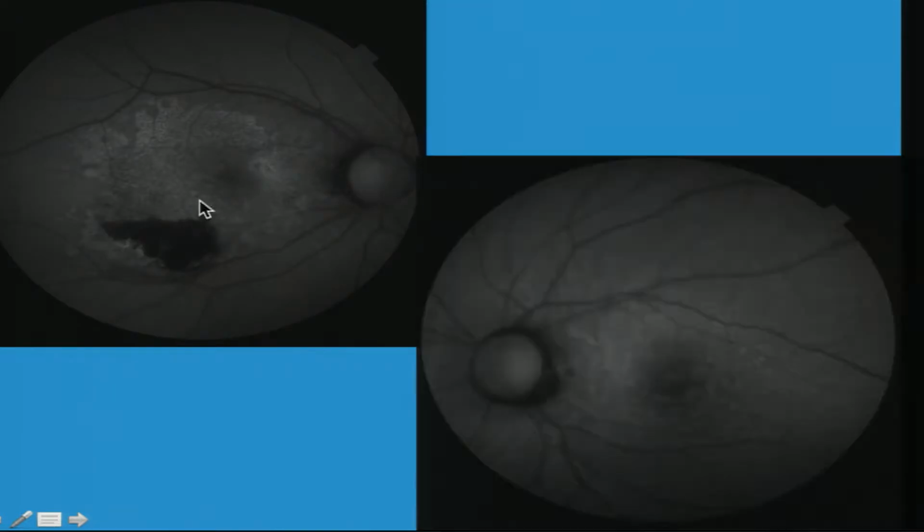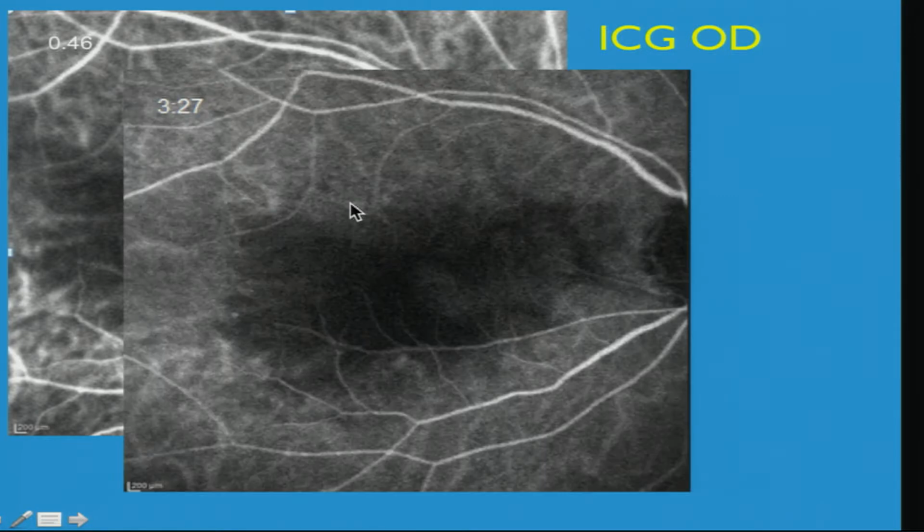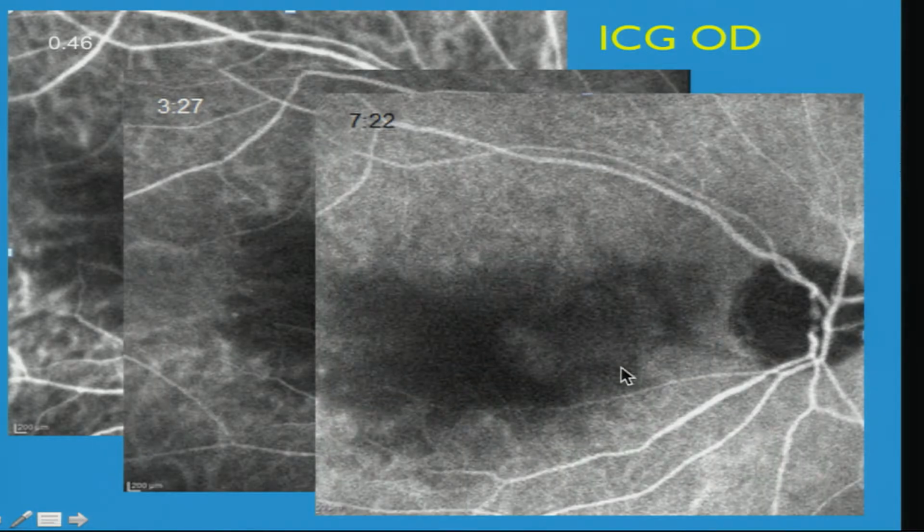So these are the autofluorescence pictures, which again show a typical AMD picture: hyper-autofluorescence because of the lesion, and blocked autofluorescence, or hypo-autofluorescence, because of the subretinal hemorrhage. ICG was not very helpful, but this is pretty much because of the lot of exudation on top of it.